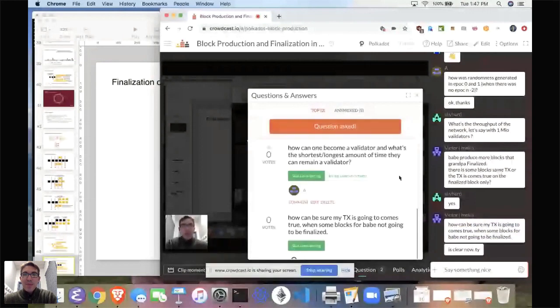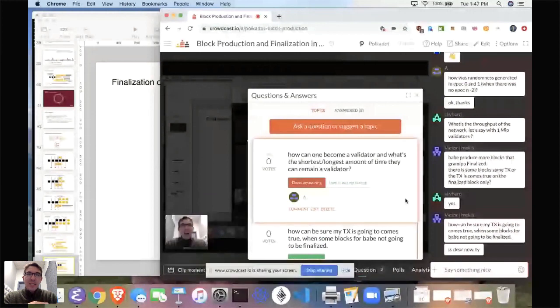So how can one become a validator, and what's the shortest and longest amount of time they can remain a validator? You can become a validator by staking. So to become a validator, you will have to stake DOTs and run a validator node.